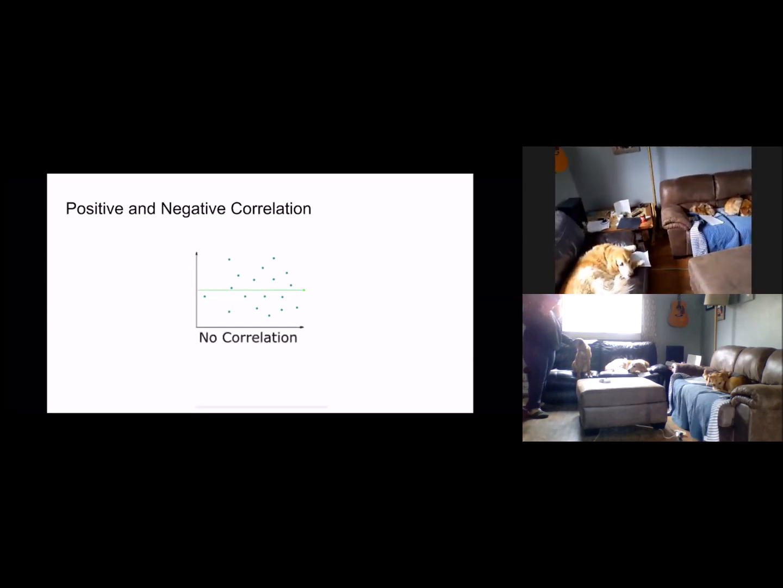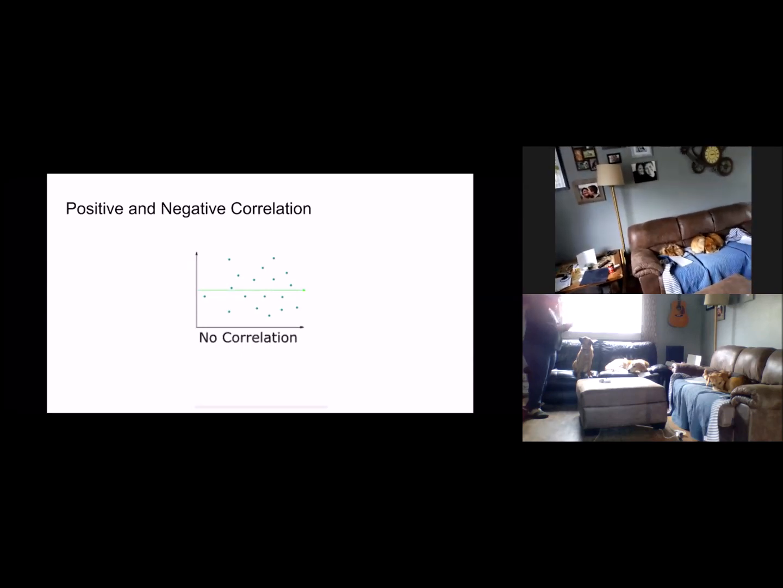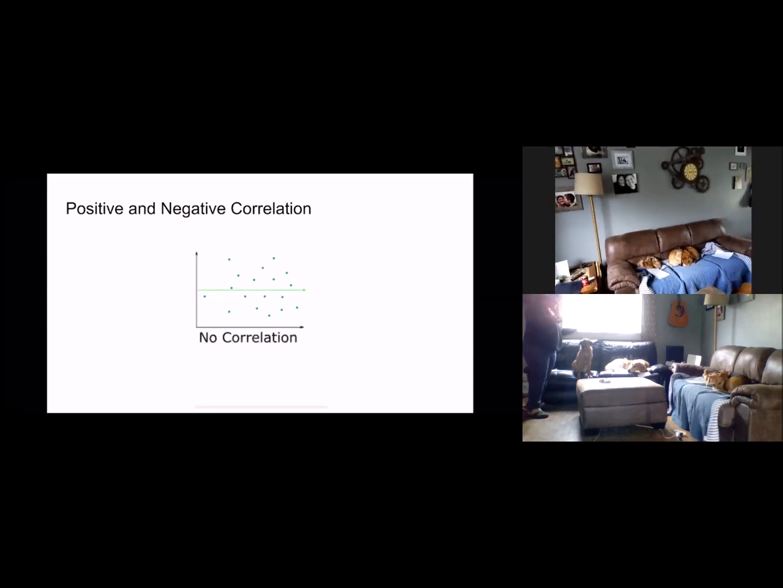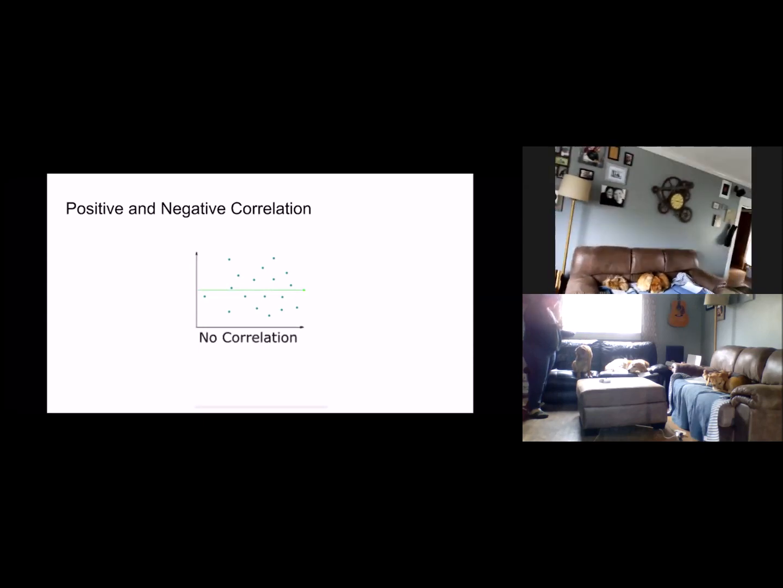Doesn't point up or down. Because the dots don't have a pattern. The pattern doesn't go up, the pattern doesn't go down. They're just dots all over the place. So that's going to tell us that there is no correlation. These two variables don't really go together at all.